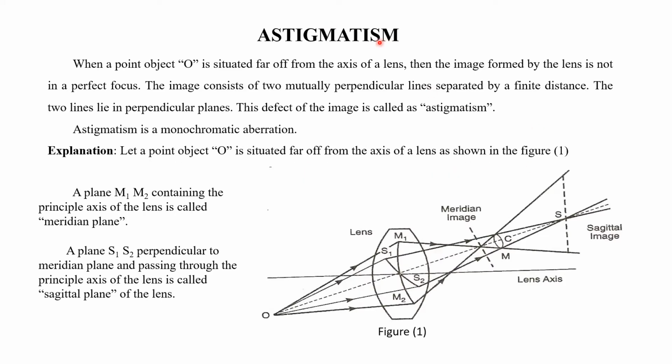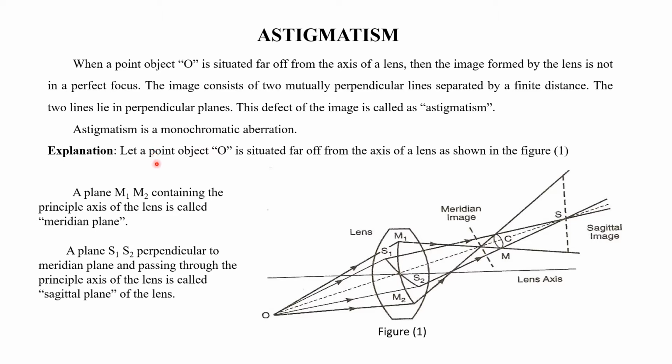Now, what is astigmatism? When a point object O is situated far off from the axis of a lens, then the image formed by the lens is not in a perfect focus. The image consists of two mutually perpendicular lines separated by a finite distance. The two lines are lying in perpendicular planes. This defect of image is called astigmatism. Astigmatism comes under monochromatic aberrations. Monochromatic light means a light of single wavelength.